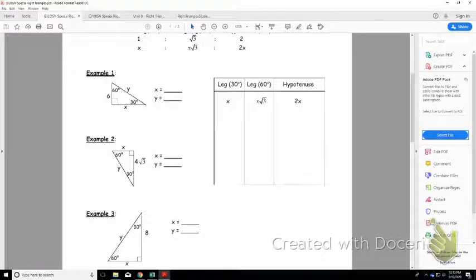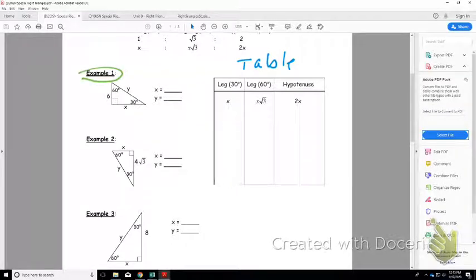We do the same thing we did for our 45, 45, 90. You are always going to start by writing down your table. You'll have your leg opposite the 30, your other leg opposite the 60, and then your hypotenuse. Again, you'll write down x, x square root of 3, and 2x. Okay. Let's look at example 1.